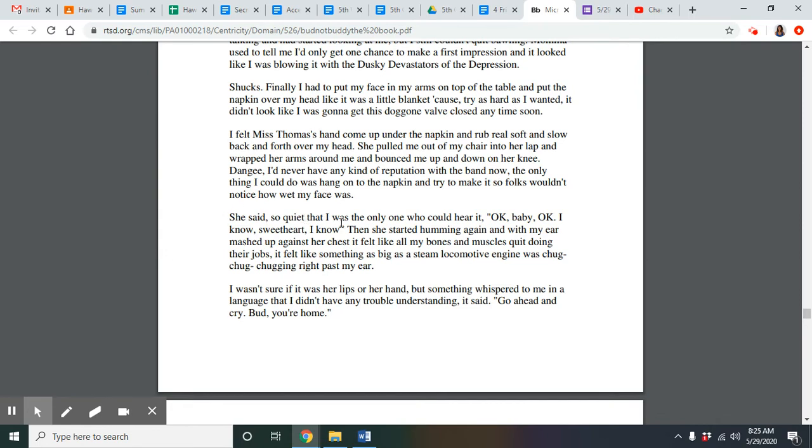She said, so quiet that I was the only one who could hear it, "Okay, baby, okay. I know, sweetheart, I know." Then she started humming again, and with my ear mashed up against her chest, it felt like all my bones and muscles quit doing their jobs. It felt like something as big as a steam locomotive engine was chugging right past my ear.